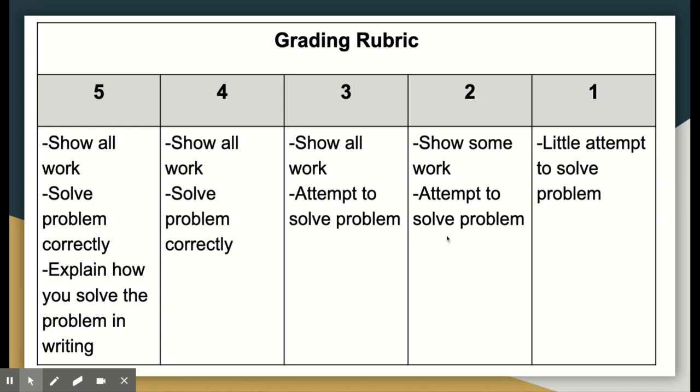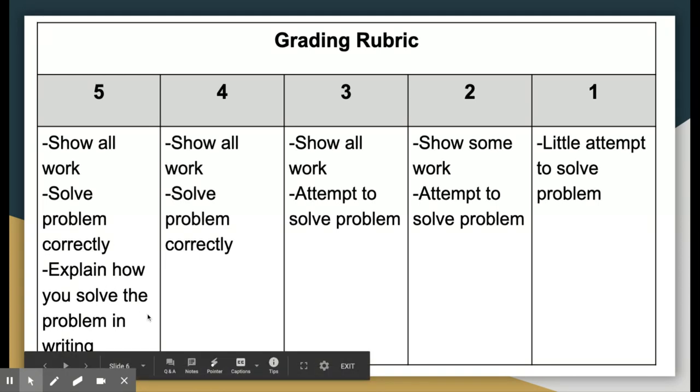A student will receive a 3 on this assignment if they show all their work, just as I do in the example video, and then attempt to solve the problem, but maybe make a mistake. A student will receive a 4 on this assignment if they show all their work and solve the problem correctly, receiving the right answers. A student can receive a 5, the highest grade possible, if they show all their work, solve the problem correctly, and explain how they solved the problem in writing complete sentences.